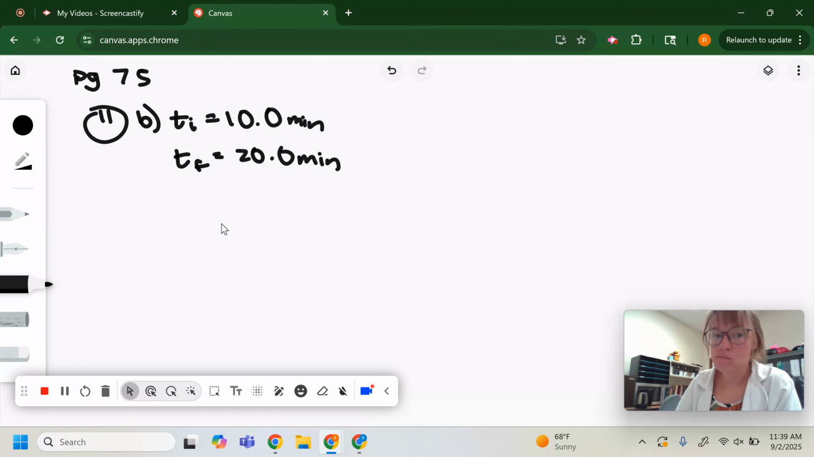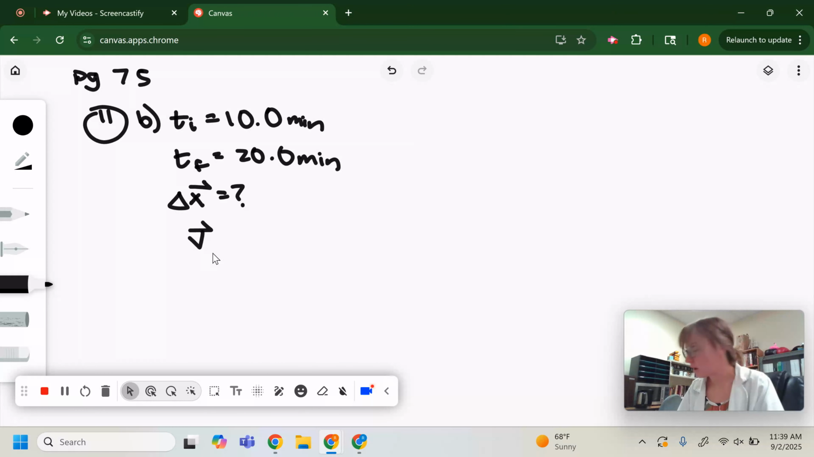Then, I'm trying to find both the runner's displacement and the runner's velocity for that time interval. It says I'm looking for the average velocity for that time interval. Okay, let's see what we can do.